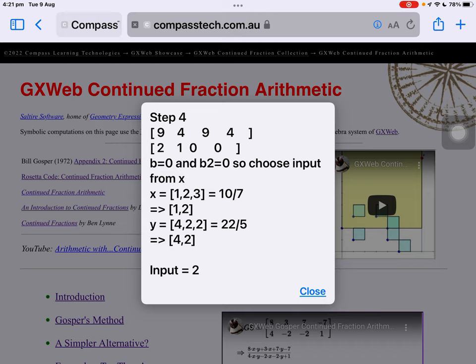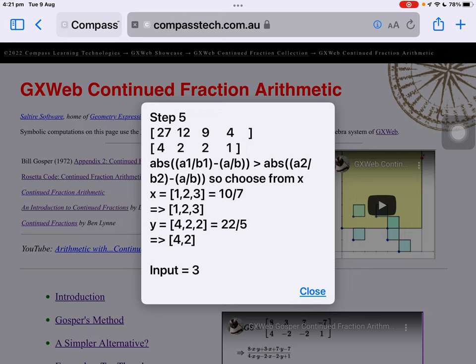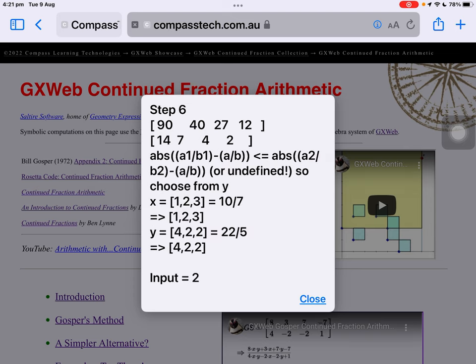This time we choose another input from X, the second X term. This is 2. It produces this new matrix. Floor values of 6, 6, 4, 4. A third choice from X means that our next input will be 3. And you see we're getting awfully close now. Finally, we choose, well, it's not finally, there's more to do. We choose our next input from Y, and that will be the 2 value.